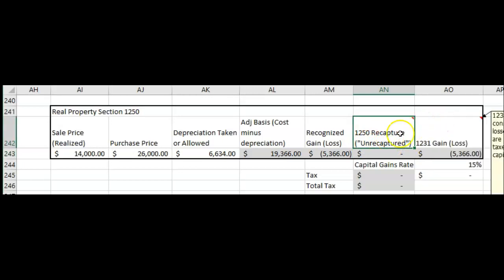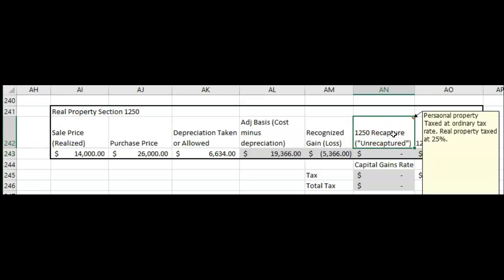Personal property, misspelled that, but personal property is taxed at ordinary rate. Real property is taxed at 25%. So real property, meaning buildings and things like that, are taxed at 25%. Personal property, like a vehicle, is taxed at ordinary rate.